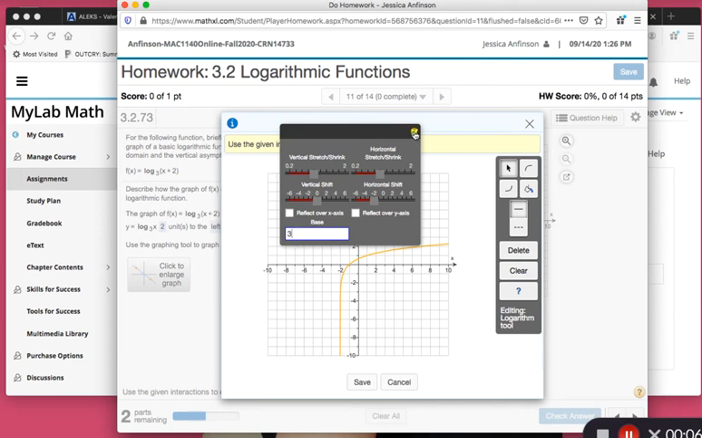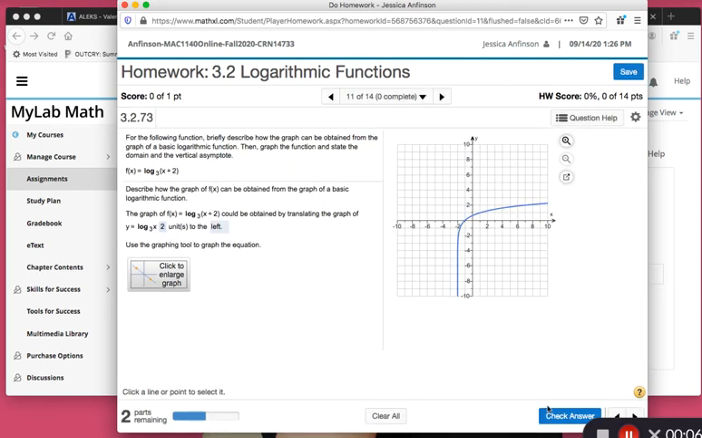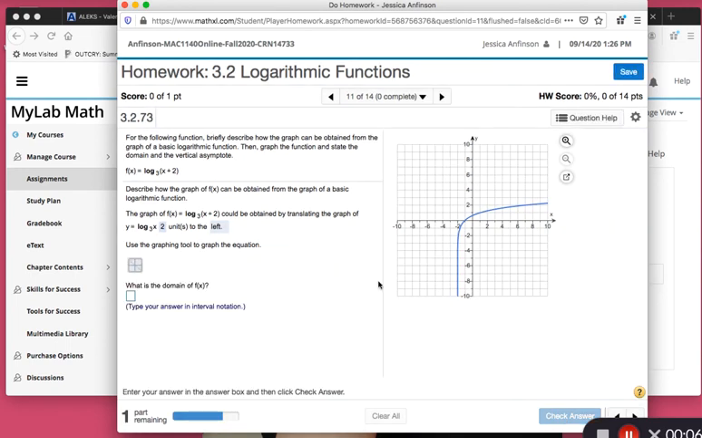So let's hit the x once we are confident in our graph and check it with either Desmos, your graphing utility, or by hand. Hit save and check answer if you feel confident. Well done.